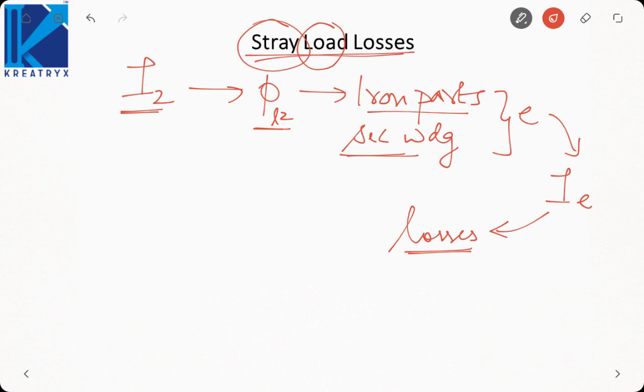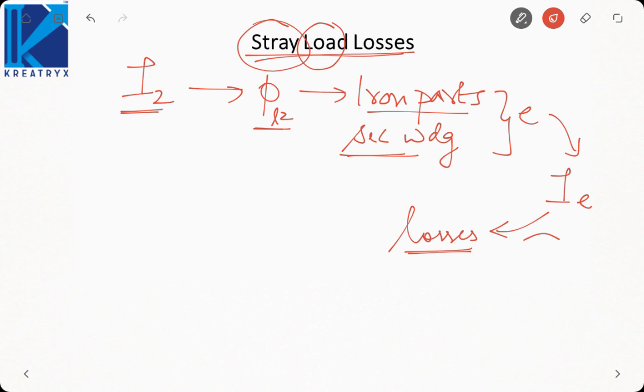The secondary current or the primary load current will generate some leakage flux. This leakage flux will link two things. One is the iron parts of the transformer, the other is the winding conductor, and they will induce an EMF in those conductors or the iron parts, due to which there will be some losses which are called stray load losses.